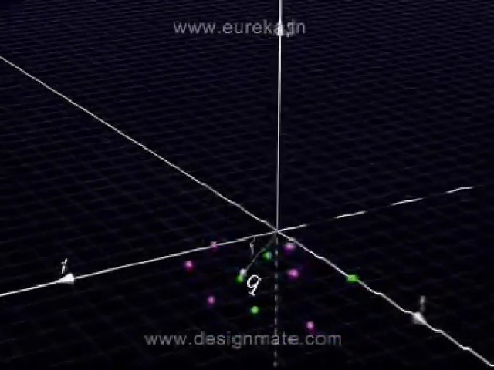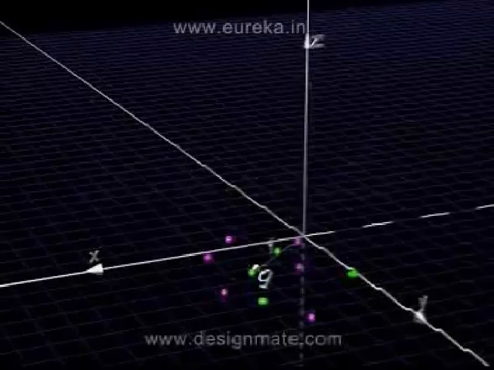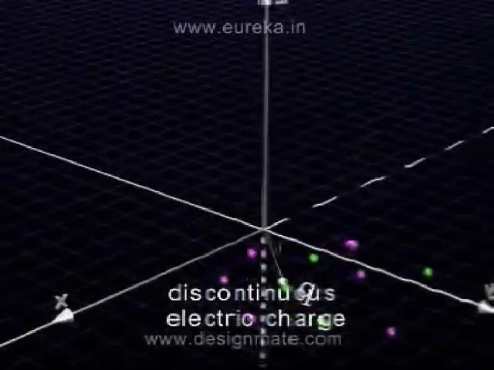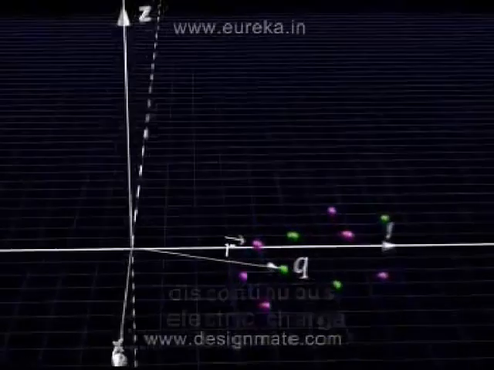In general, if any electric system is composed of 1. discontinuous electric charge, 2.